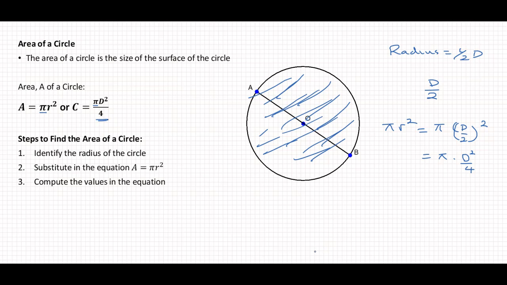So I like to stick with using the radius for area because diameter could be confusing until you become very, very proficient with circles. So the first thing I want to do here is identify the radius of a circle. Then I'm going to substitute the radius into the equation A equal to pi r squared and then go ahead and compute. So let's look at some examples.